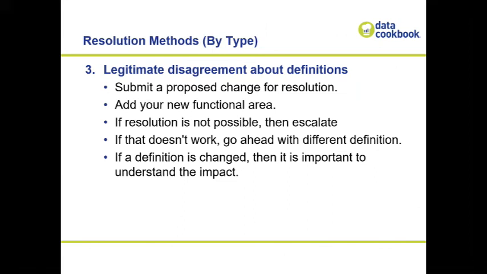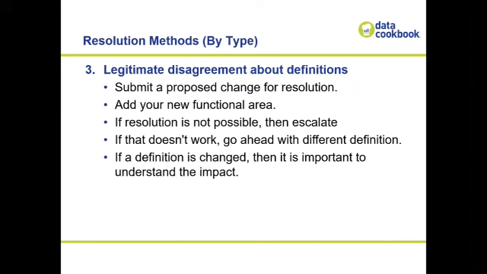You can say, actually, I want to have it changed to this. When you do that, you can add your own functional area to it, so it gets routed to include you as well as the original area, or whatever the appropriate area is. If resolution is not possible, you can escalate that. We have the ability in our tool to bring in additional collaborators or to have some oversight on that. And if that doesn't work, I say go ahead with a different definition, right?